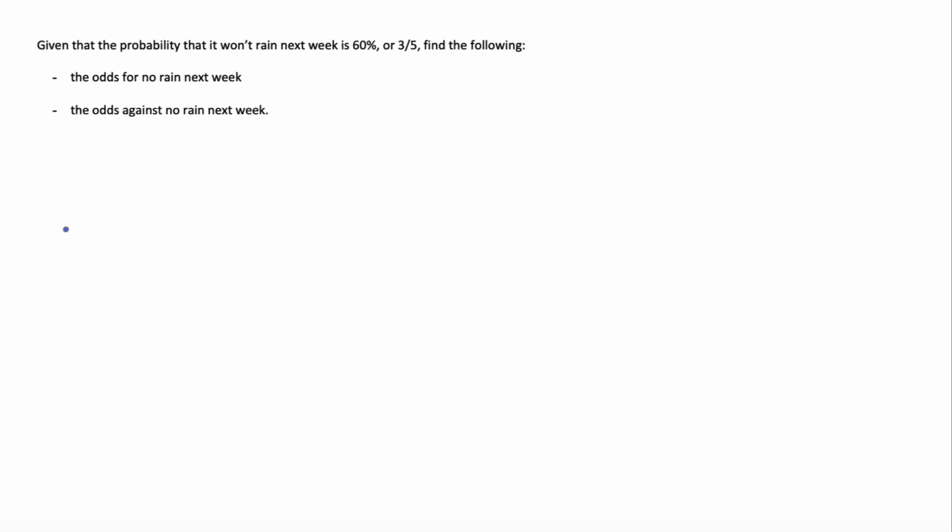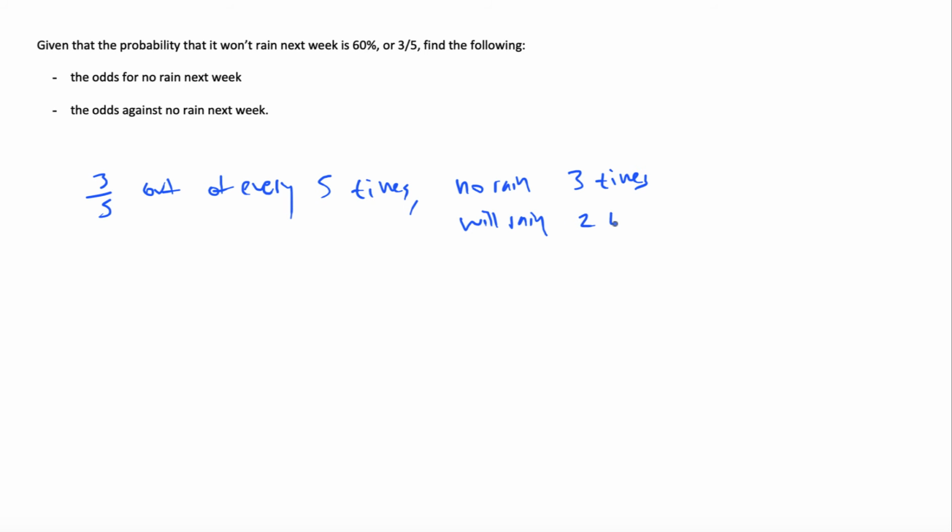So when we take that fraction, what does that fraction mean, that 3 over 5? It means that for every 5 times, it will not rain 3 times, which means that it will rain twice.